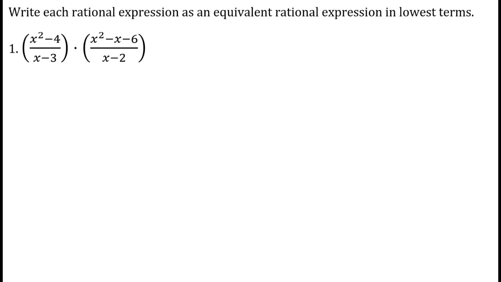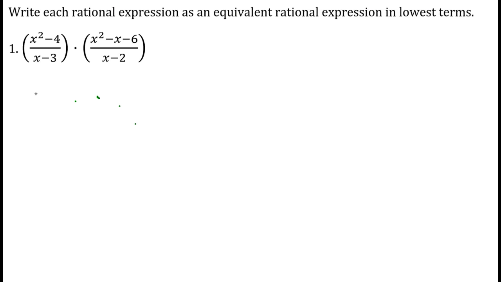Lesson 2, multiplying rational expressions. Write each rational expression as an equivalent rational expression in lowest terms. When we multiply rational expressions, our overall plan is to factor everything, multiply the two rational expressions together, and then simplify like terms.